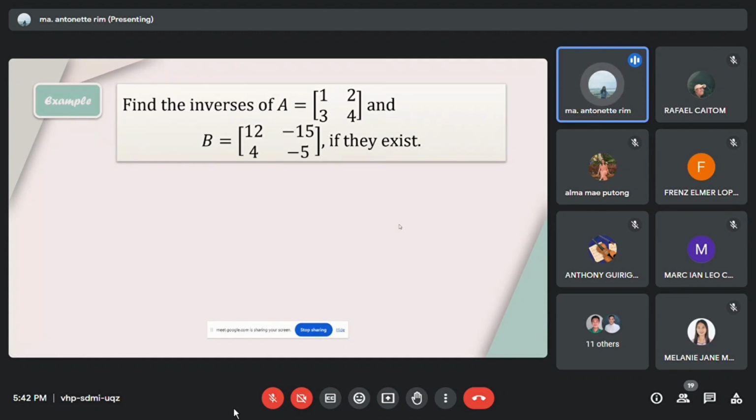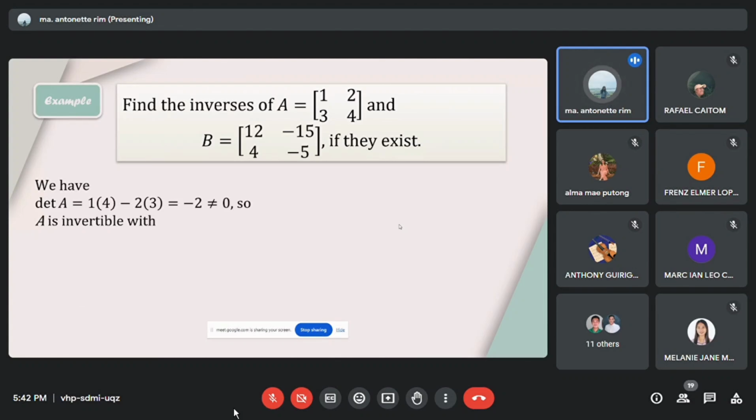What is the inverse of matrix A? Negative 2, 1, 1.5, and negative 0.5. Okay, so let us check if that is correct. Thank you.